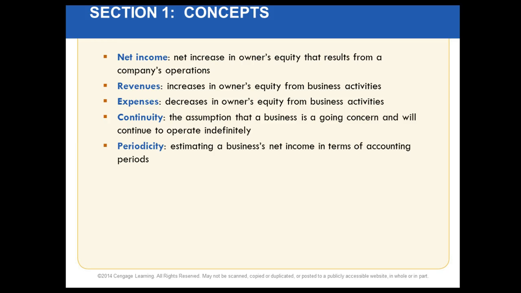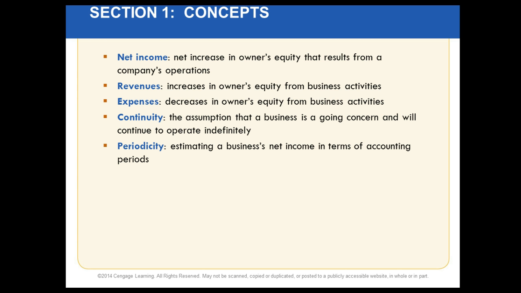What is net income? Net income is revenues minus expenses. That's simple. Revenues are monies coming in and they increase our owner's equity. It's like income that comes in that increases our owner's equity. Expenses are resources that go out that decrease owner's equity.